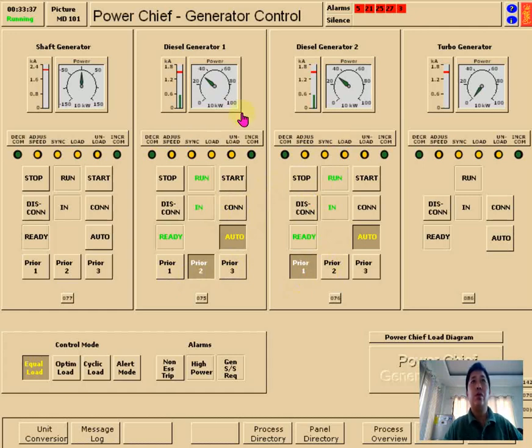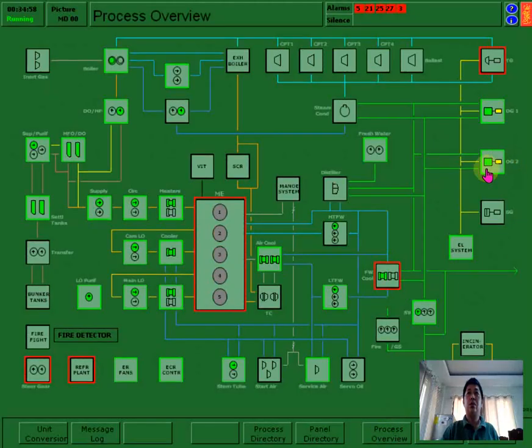So the same, if we put this number 1 in priority 1 and number 2 in priority 2, and let's say the load is low, it concentrates the load in here, and DG2 will stop. So that is automatic. That is how your automatic starting and stopping of the prime mover works, which is your generator engine here.